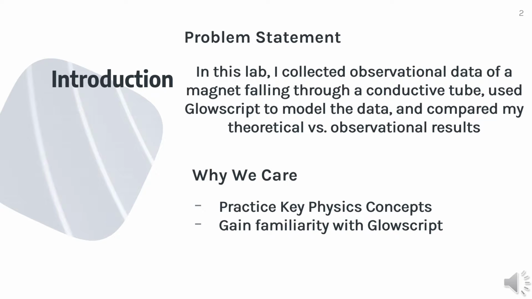The purpose of this lab is to collect observational data of a magnet falling through a conductive tube, use GlowScript to model the data, and compare these theoretical and observational values. We care about this experiment because it allows us to practice key physics concepts, including Faraday's law, and to gain familiarity with the GlowScript modeling software.